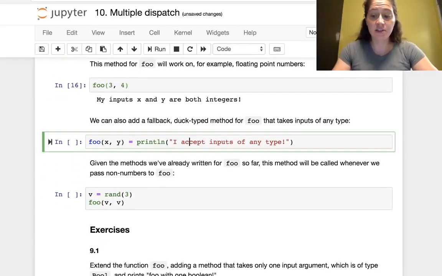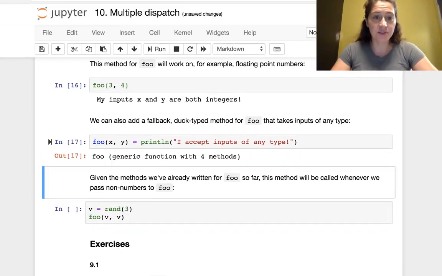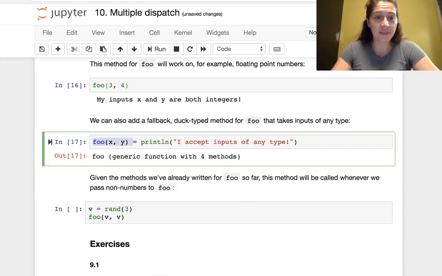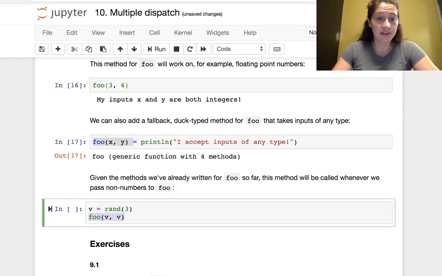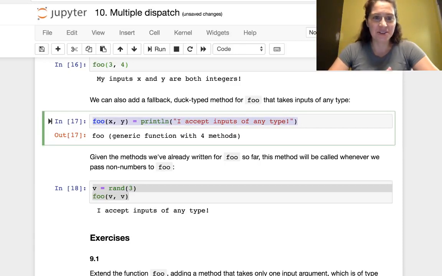And finally, we can always declare functions in a way where we've provided a fallback or a more generic use case. For example, here I'm declaring foo without specifying what x and y are, and now when I call foo on a vector, I'm going to get an output that calls this function. So that's our very much whirlwind tour of multiple dispatch.